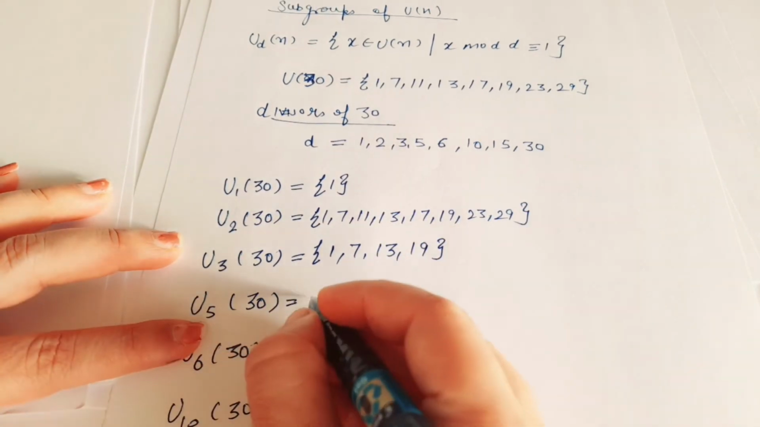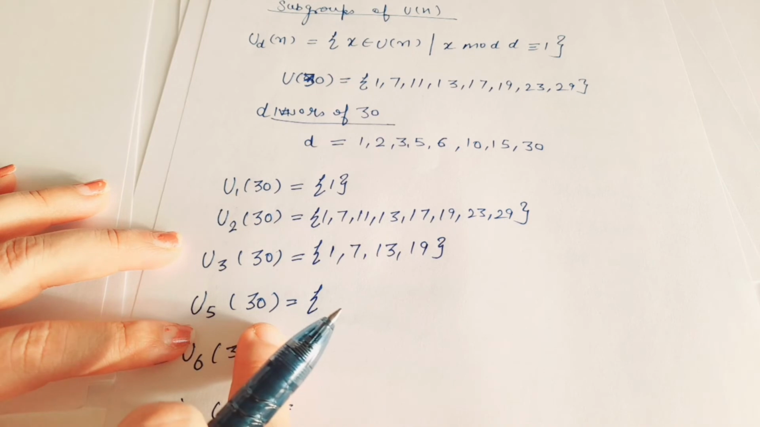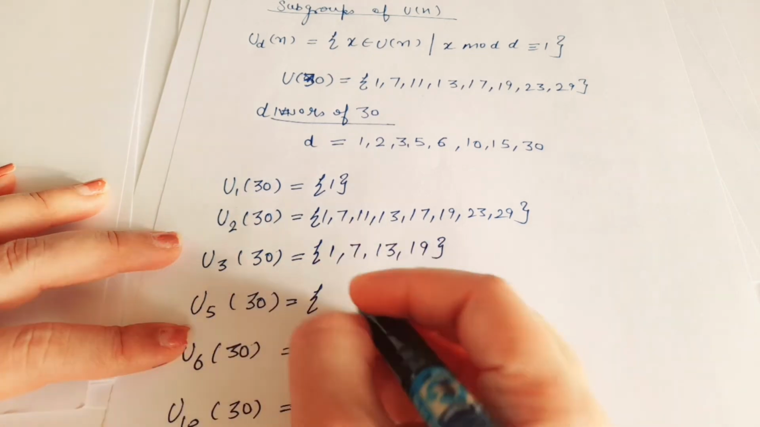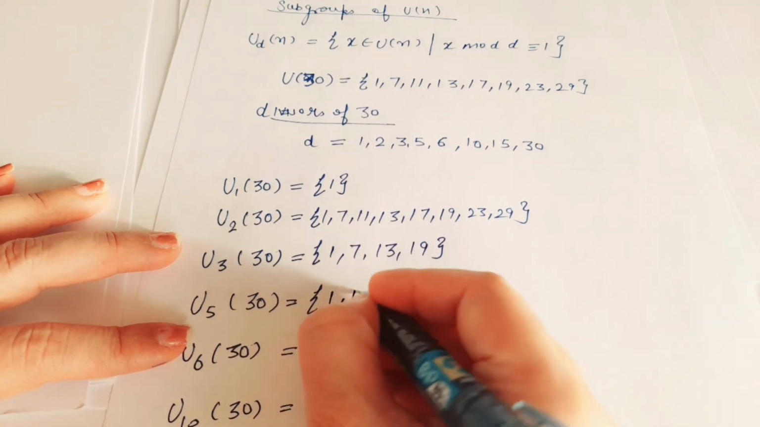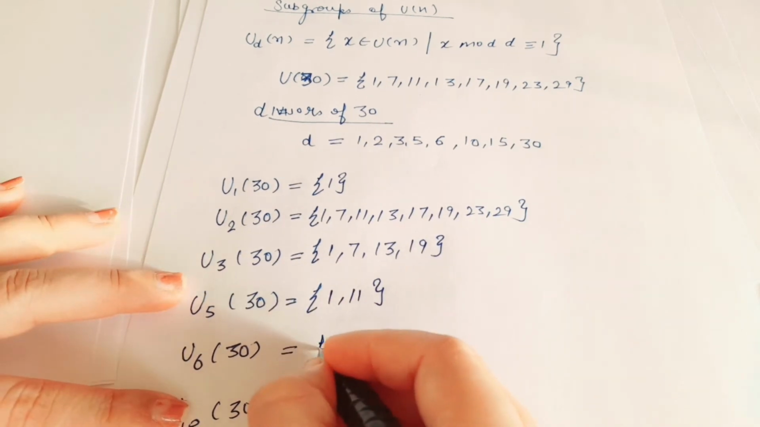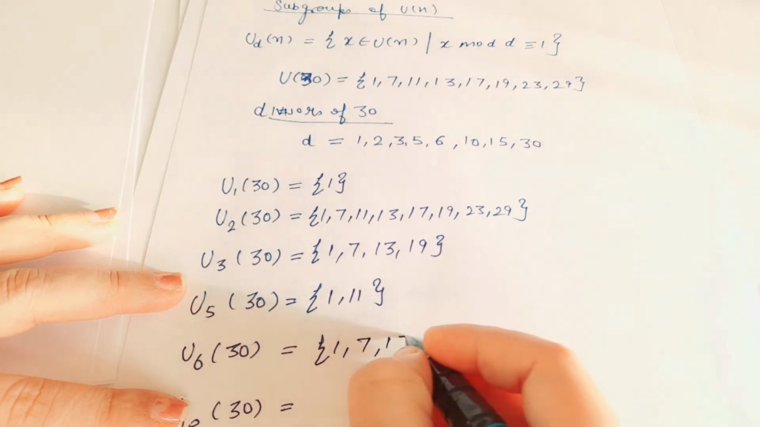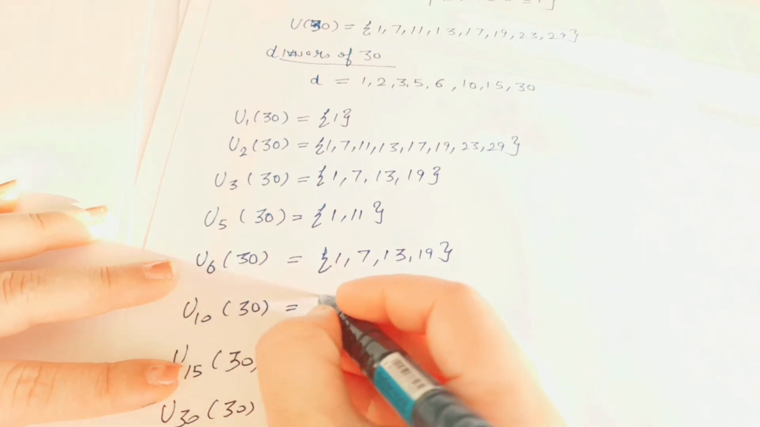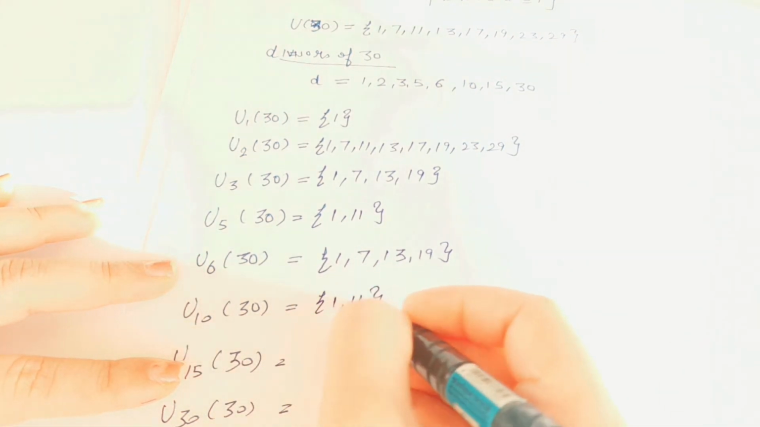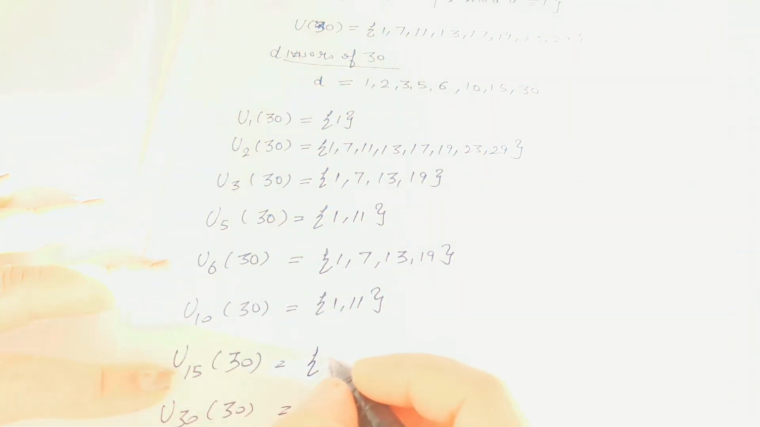Then U5 of 30. Now divide by 5. What will give remainder 1? 1 and 11. Now divide by 6. 1, 7, 13, 19. These will give remainder 1. Now divide by 10. 1 and 11. And divide by 15. You will get 1 only. And 30 you will get 1 only. So these all are subgroups.